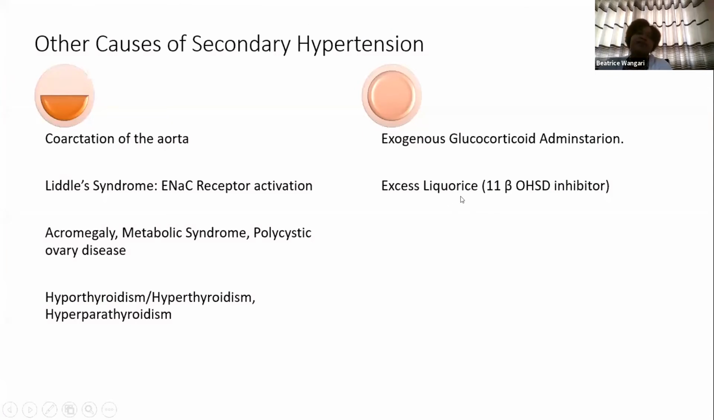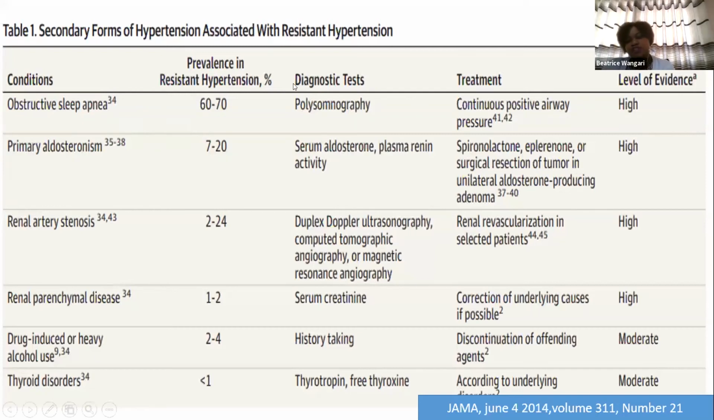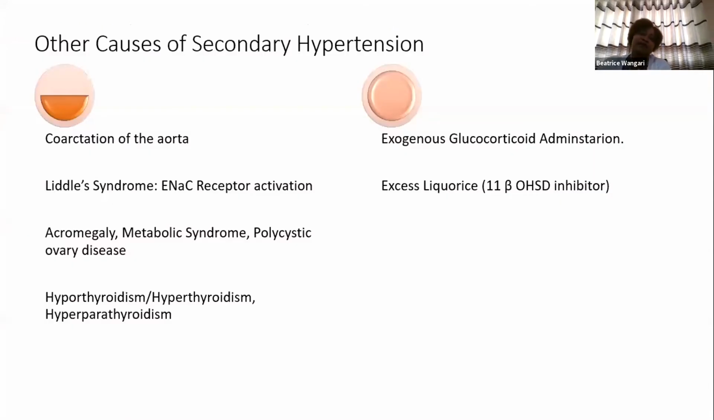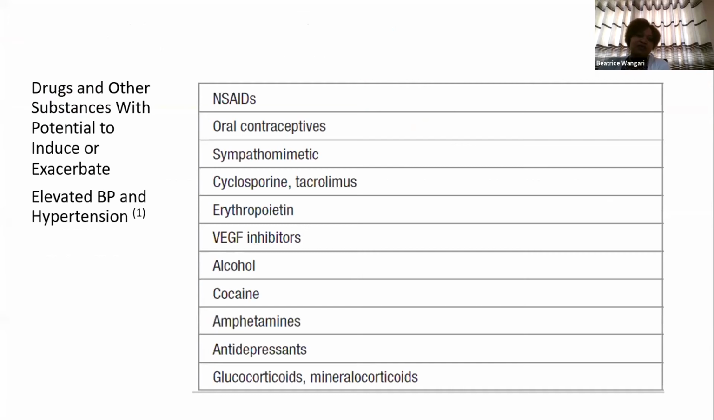Apparently, use of licorice has also been shown to somehow affect blood pressures. You have inherited disorders like the ENaC activation in Liddle syndrome, patients with metabolic syndrome, acromegaly, and like we said, including hyperparathyroidism. So if you've looked for the more common causes of secondary hypertension, they are all negative, yet your patient still remains poorly controlled, then you might want to think of looking for these more rare conditions which may contribute to poor blood pressure control.